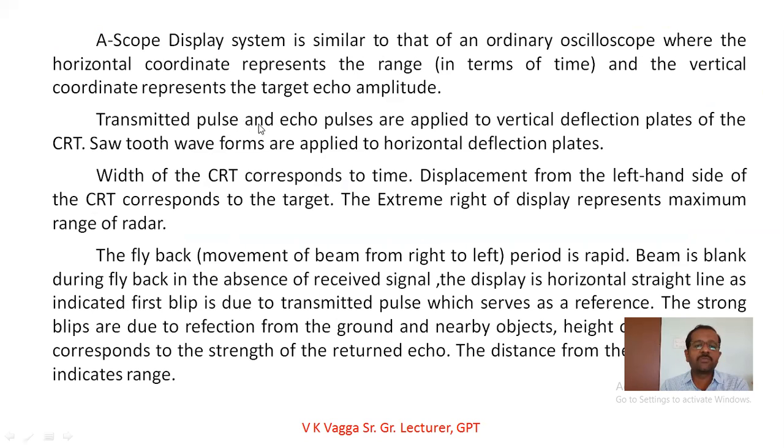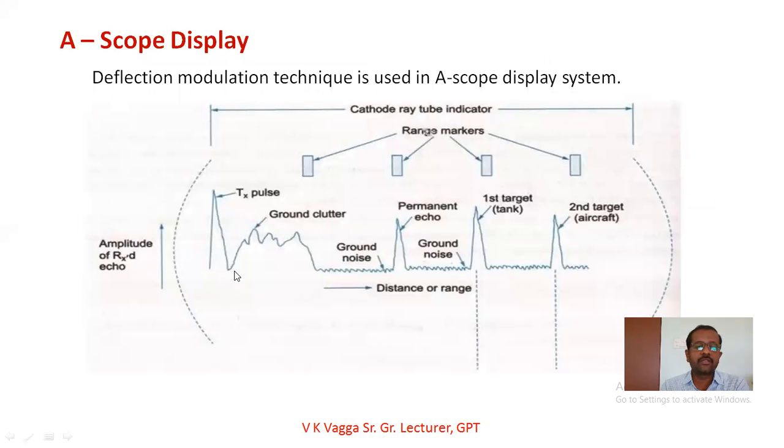And the transmitted pulse and the echo pulse are applied to the vertical deflection plates of the CRT, and the sawtooth waveforms are applied to the horizontal deflection plates. So that is what the deflection modulation technique means. So the signals are to be applied in this way, and the width of the CRT corresponds to time. I said that it is going to measure exactly based on the time.